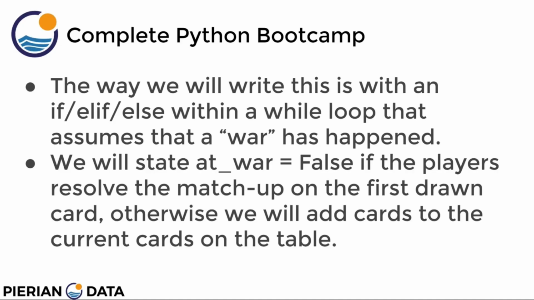We'll just say, hey, at_war is equal to False. No need to worry about this at_war loop. We'll just break out of it. So we start off assuming at_war is True, and we break out of the at_war while loop by saying it's False if the players resolve their matchup. Otherwise, we won't say anything and at_war will remain True, and then we add cards to the current cards on the table, drawing those extra cards for the actual war.